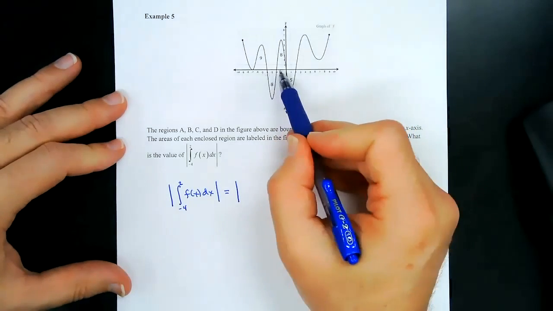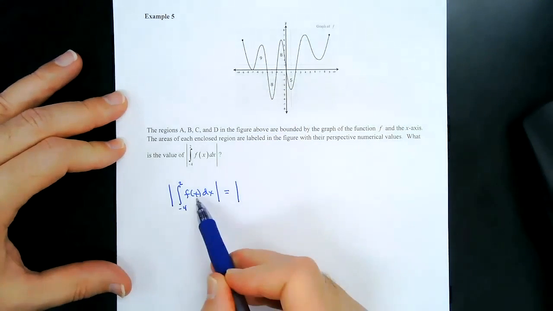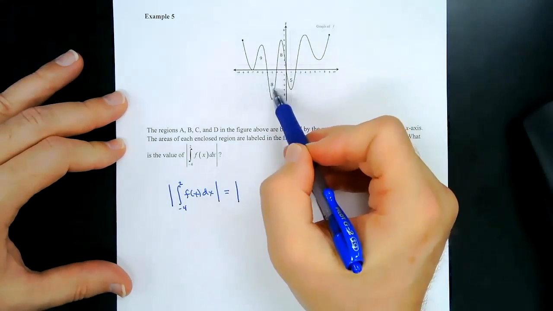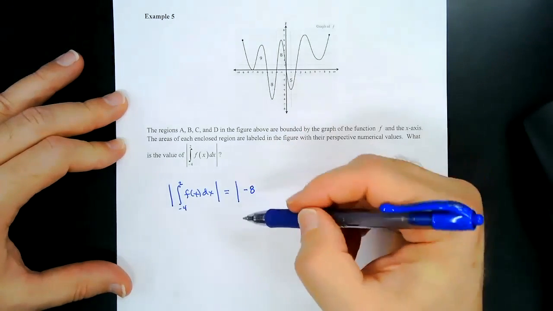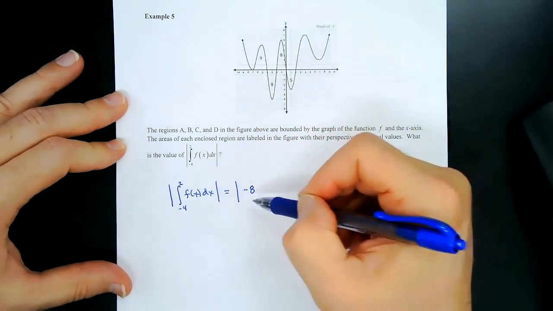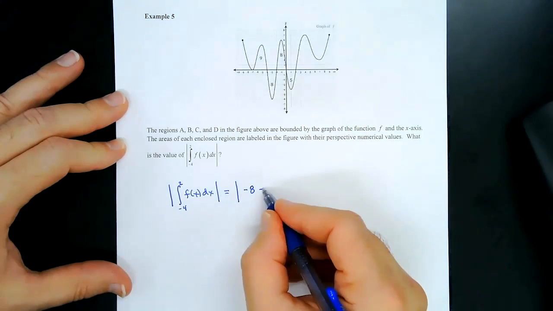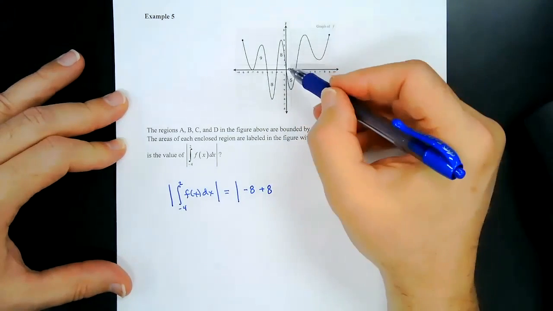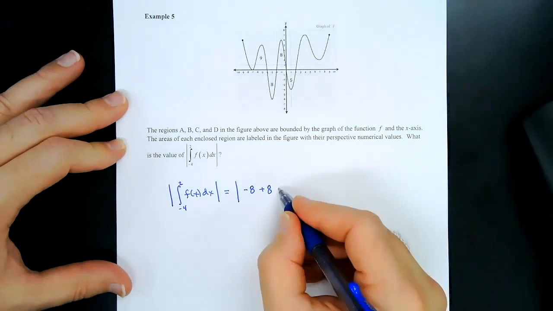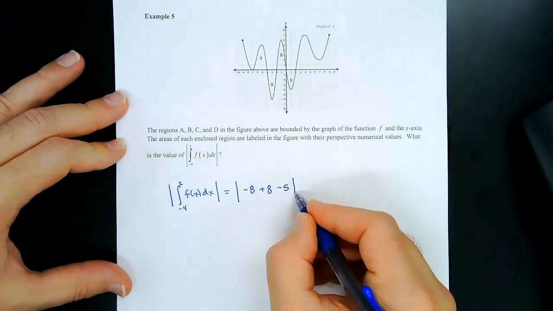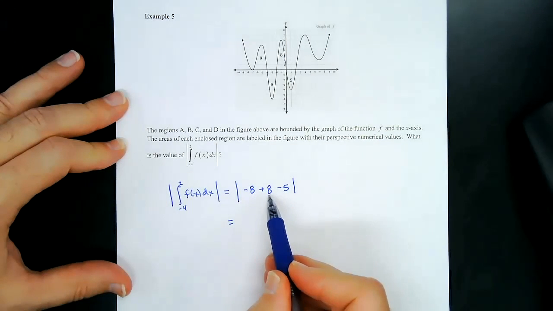So from -4 to -2, this would be -8, because we're doing f of x. This part that's below would be -8, and I'm finding this integral, and then I'm going to take the absolute value of it. Then from -2 to 0, that'd be +8. And then from 0 to 2, that would be -5. So that makes this equal to negative 8 plus 8, that'd be 0, minus 5.